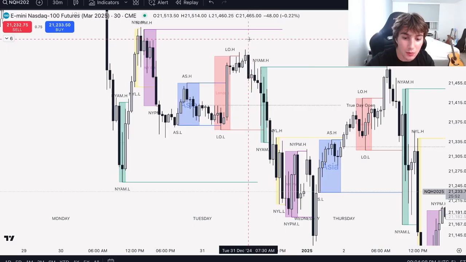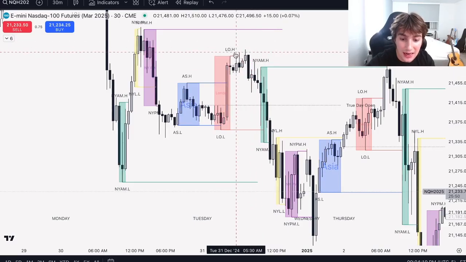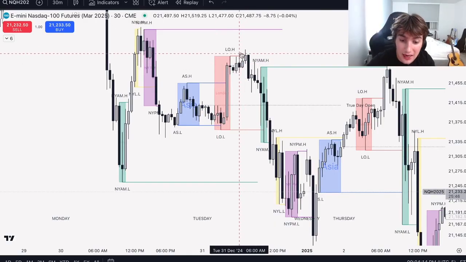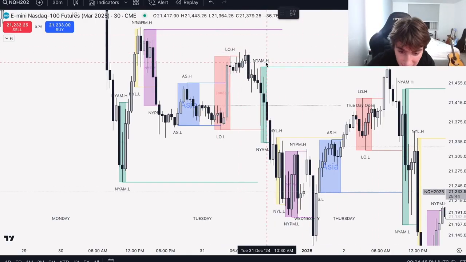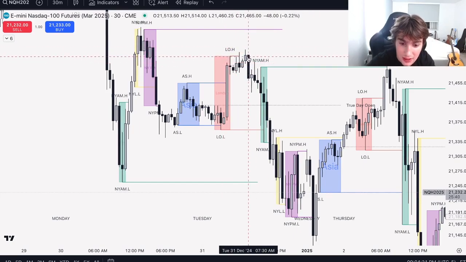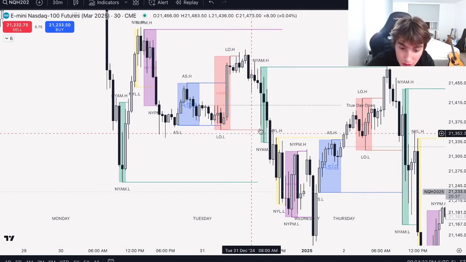What happens before a move down happens? London highs is created. What happens after London highs gets taken? Right here, bang, look at that candle. That candle sweeps London session highs. And then we get that displacement lower towards London session lows.